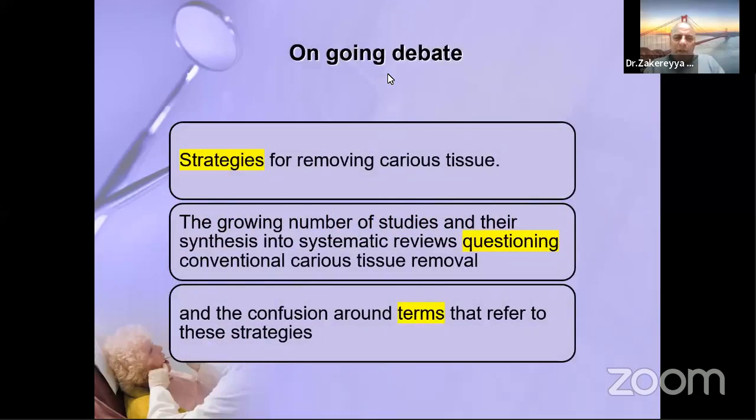Now, there is ongoing debate about dental caries, and this is about the strategies for removing caries tissue. The growing number of studies and their synthesis into systematic reviews question conventional caries tissue removal. And there is confusion around terms that refer to these strategies. Today we would like to give some attention to the strategies for removing dental caries and the scientific terminology that goes with them, and clarify them for you.